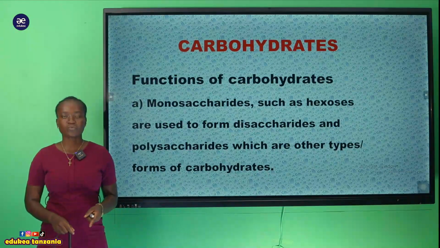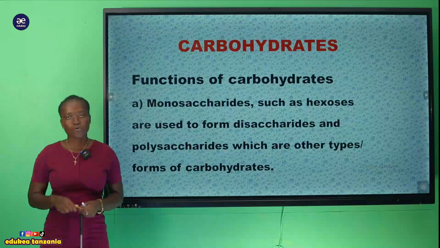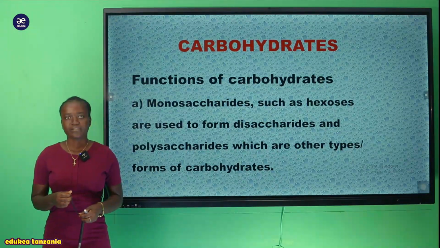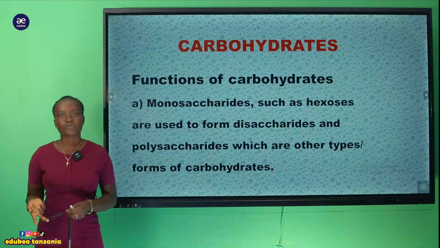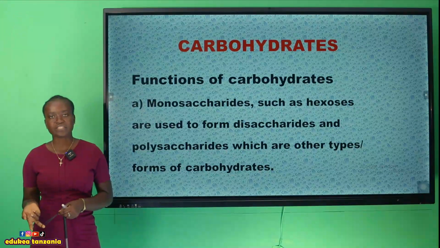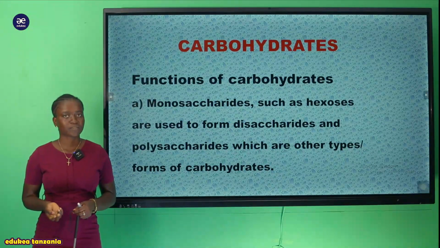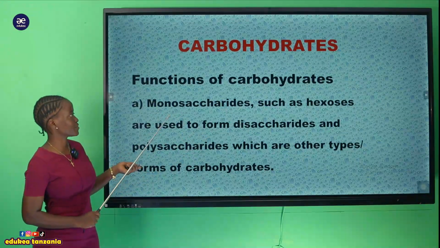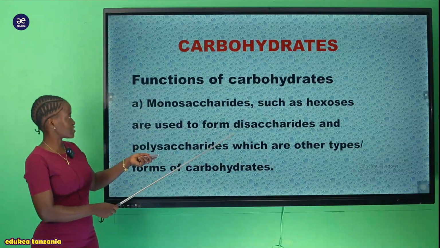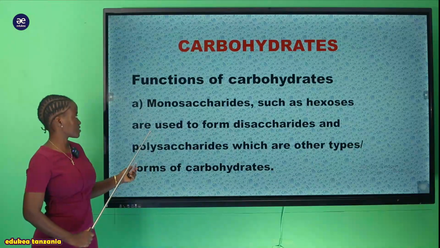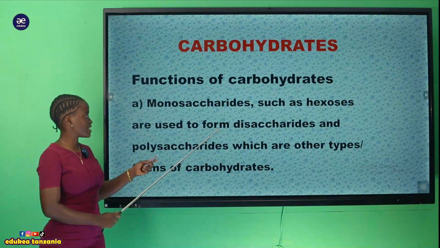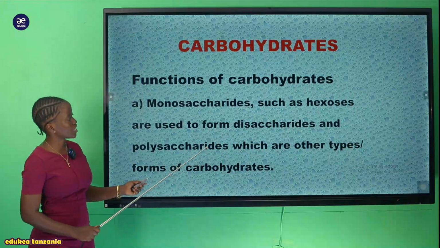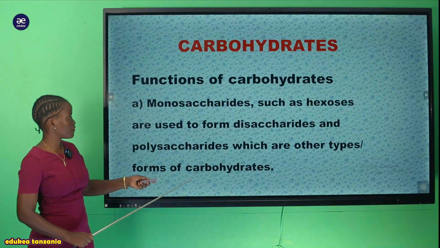So tumeona we have a lot of carbohydrate. So what are the functions now? Carbohydrate zinakuwa na kazi gani? Either in the body of a living organism, in any living organism. So inakuwa na faida gani? So here simply we can say that tukianza na monosaccharide, monosaccharide such as hexose are used to form disaccharide and polysaccharide, which are other types or forms of carbohydrate.